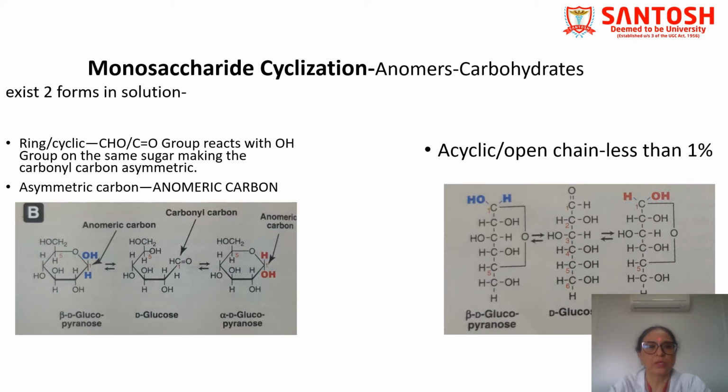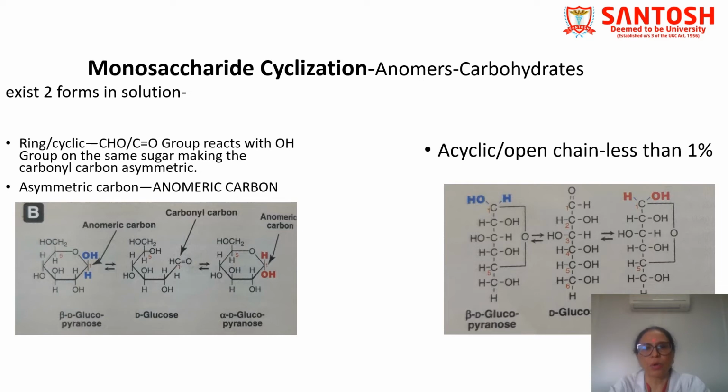One is the ring or cyclic structure. What happens in the ring and cyclic structure? The CHO of the aldehyde sugars or the ketonic group of the ketonic sugar reacts with the OH group of the same sugar, making the carbonyl carbon asymmetric. So 99% in solution we have this kind of structure. The asymmetric carbon is the anomeric carbon.